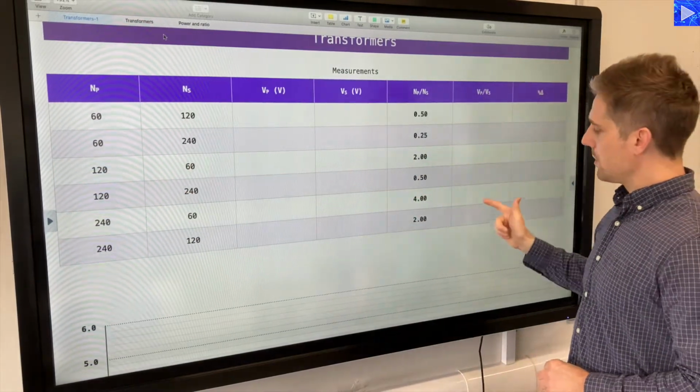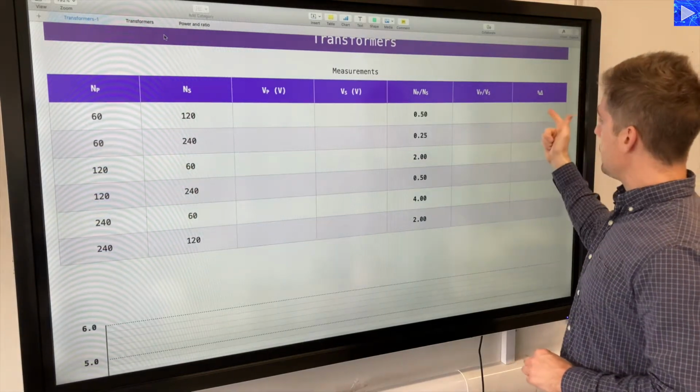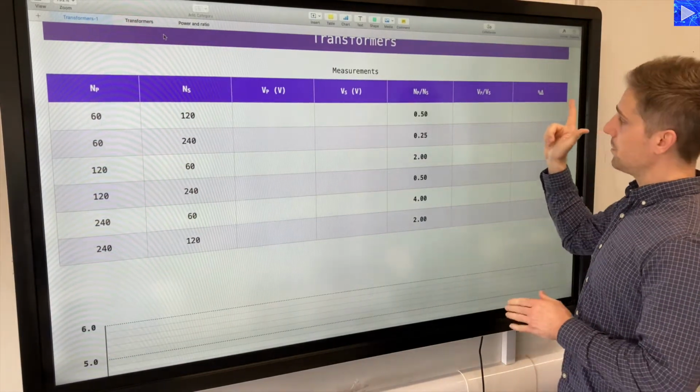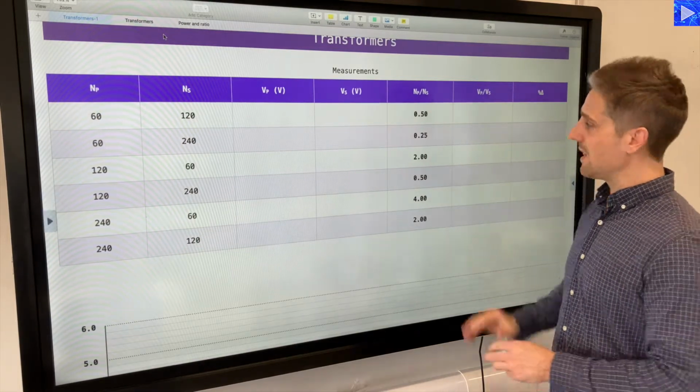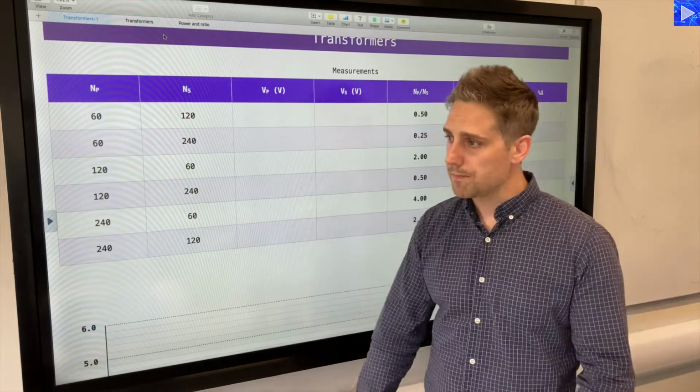And then we have the potential difference ratios going here. And we've got a percentage difference calculation between this and this. Okay, so that'll give us some indication of how close or how far away we are.